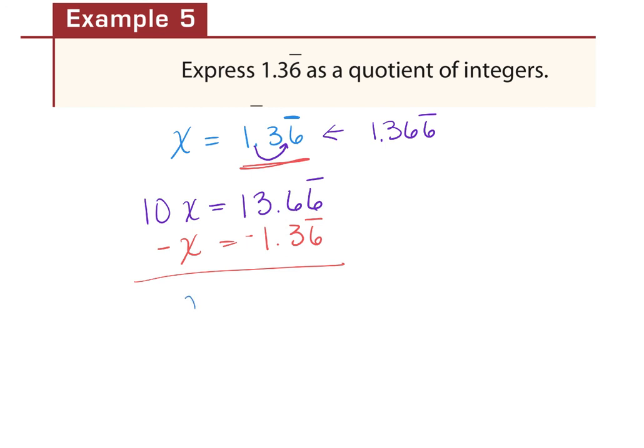10 minus 1 gives me a 9. Over here, my repeating 6's will cancel. Then I have 6 minus 3. Don't forget to line up your decimal and bring it down. 13 minus 1 is 12. I've actually gotten rid of my repeating decimal problem, okay? My final step to solve is to divide by 9, okay?